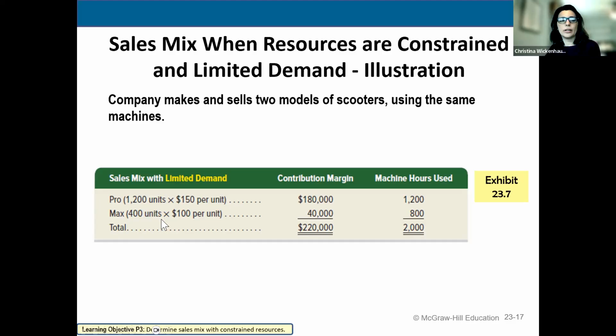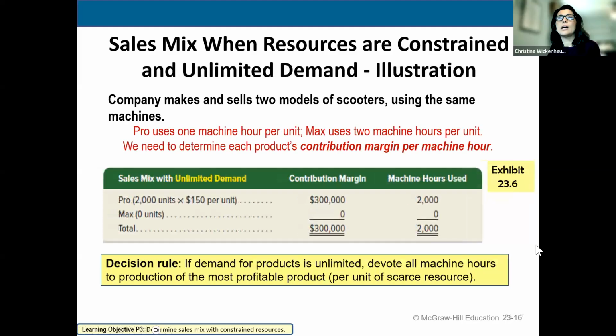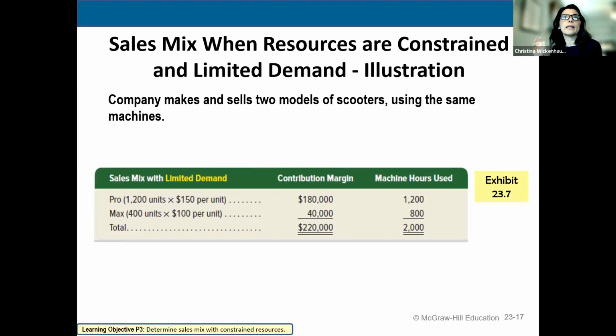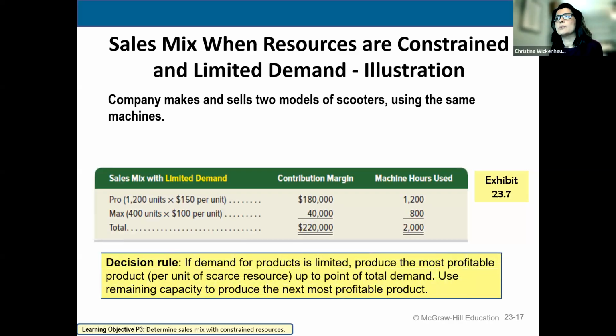And again, assuming they're not going to create more product than there is demand. And so we're assuming that they have a demand of 400 units for the Max. And so again, we're using up that limited resource, that 2,000 hours of machine hours, and this is how we're breaking it down. And it's going to give us a contribution margin of 220. So I'm going to go back a slide. Not as good as the 300,000, right? But it wouldn't do us any good to make it if we can't sell it. So that's why the demand is important.